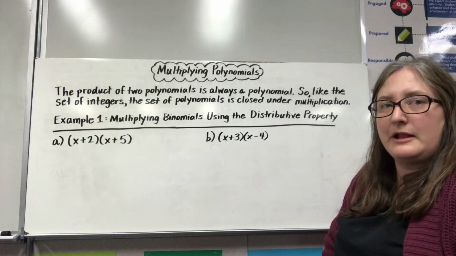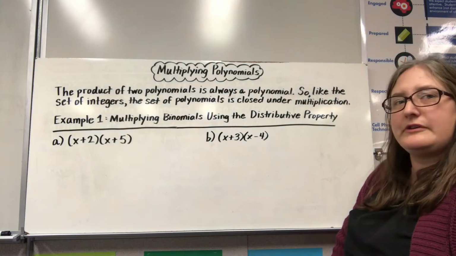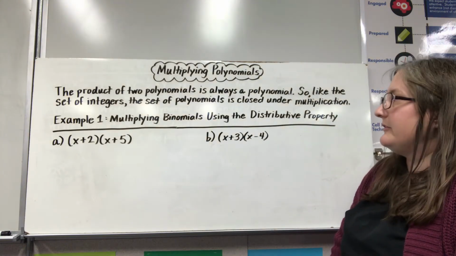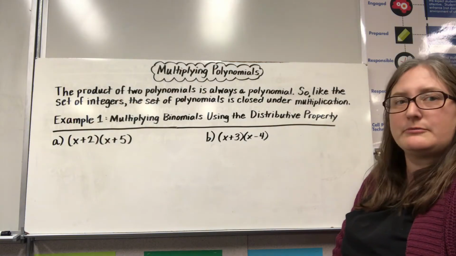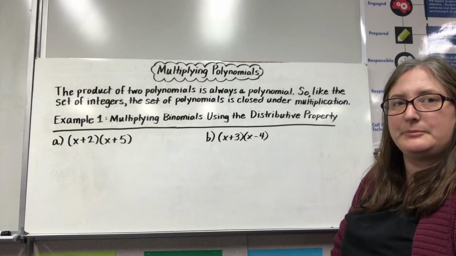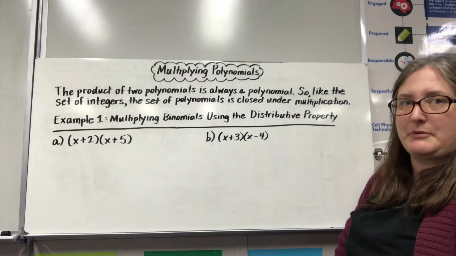This is multiplying polynomials. The product of two polynomials always results in an answer that is a polynomial. So just like the set of integers, the set of polynomials is closed under multiplication. We're going to look at three different ways that we can multiply polynomials. The first method we're going to use is the distributive property.